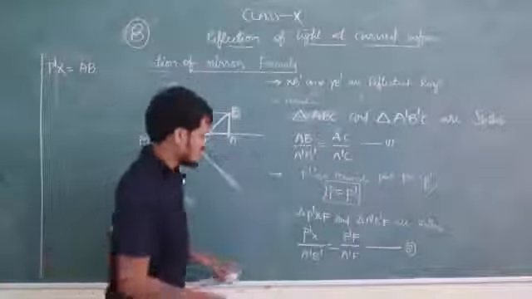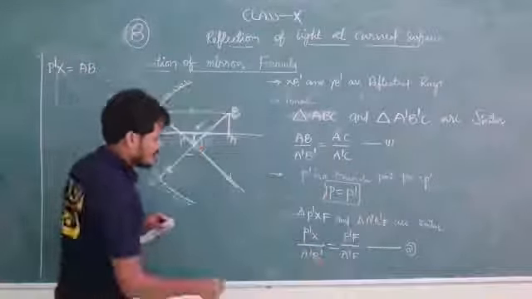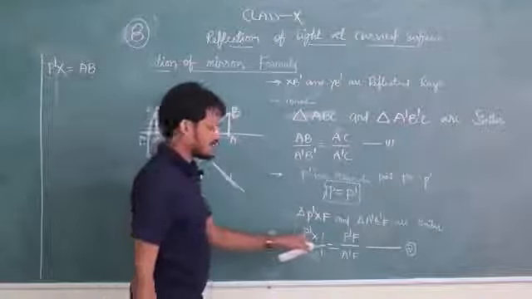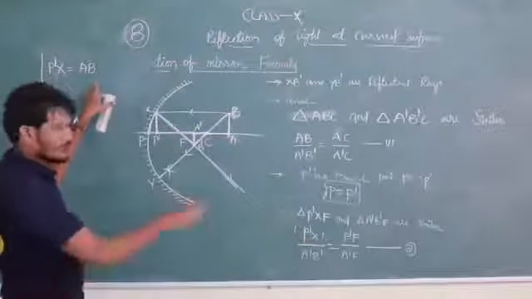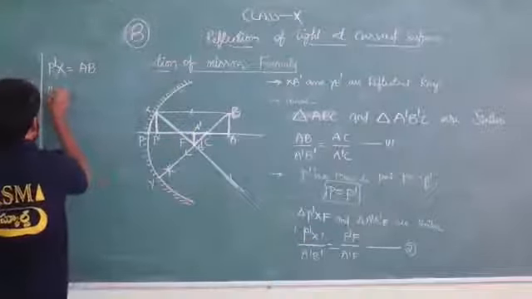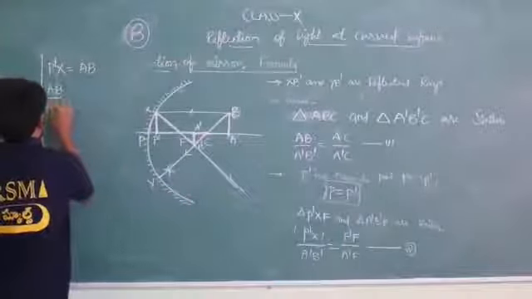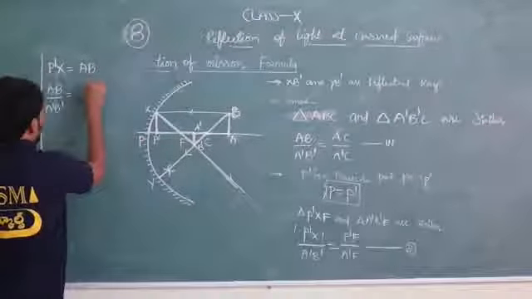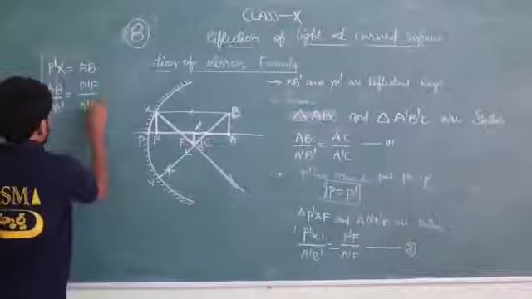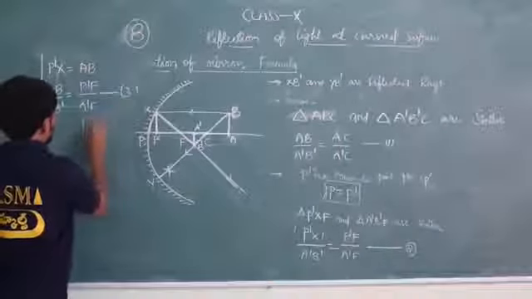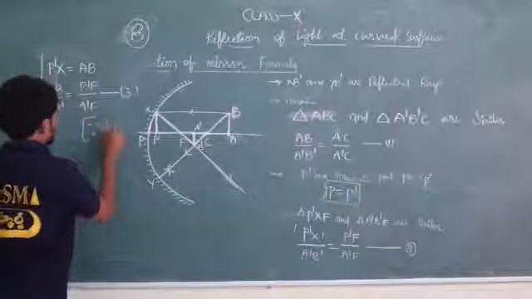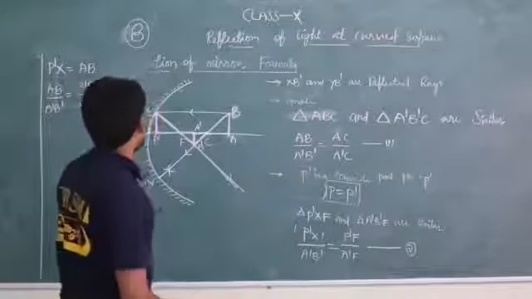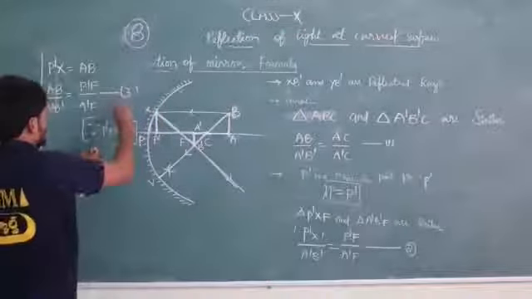Now I am changing equation number 2. Instead of P dash x, I am using AB, nothing but P dash x equals AB. Let's see, P dash x as AB: AB by A dash B dash equals P dash F by A dash F. Say this equation number 3. Since from where you have written this, P dash x equals AB. Got it? Say this equation number 3.